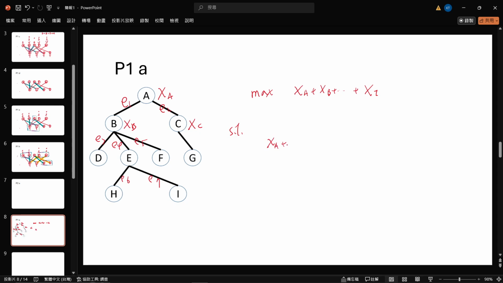So we have this constraint, okay? And for E2, we have XA plus XC is at most 1, okay? All the way to the last edge, E7.